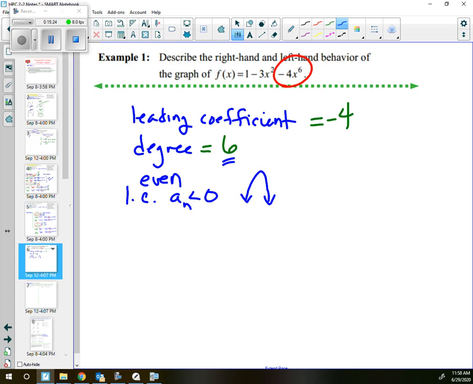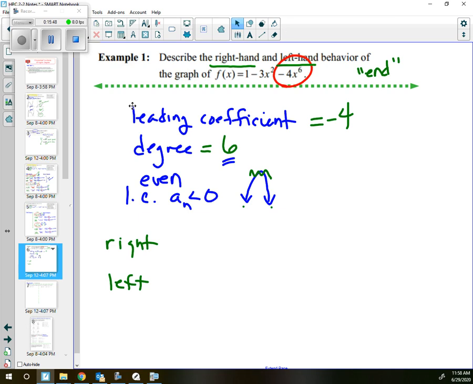I'm looking at this situation, right? It's going to be opening down at the ends of the graph. There may be weird stuff happening in between, right? It could be increasing and decreasing in between, but we're talking about what the end behavior of the graph is. So when they say the right hand and left hand behavior, that means the ends of the graph, right? The end behavior of the graph. So we're going to look at both ends. So let's talk about the right hand and the left end.